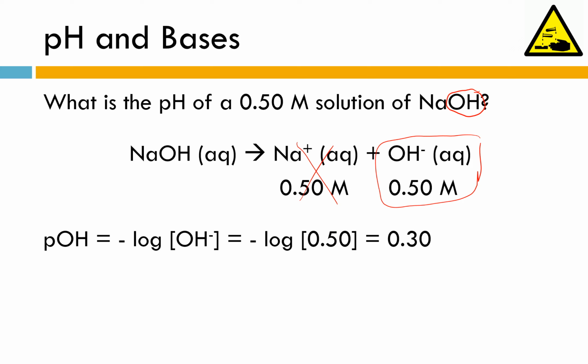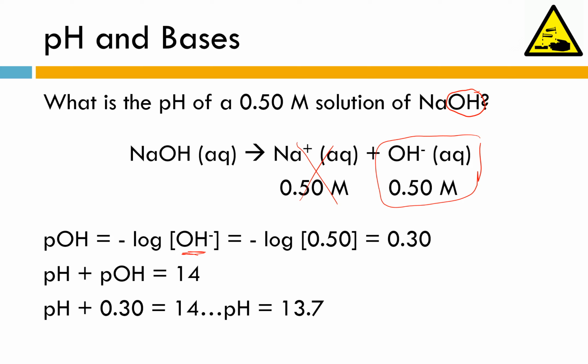So the first thing that you want to do when you're finding the pH of a base is to calculate pOH. It's calculated the exact same way as pH, except of course we're going to look at hydroxide ion concentration and not hydrogen ion concentration. So I plug in, I come up with a pOH of 0.3. To calculate the pH of this solution, I can use this relationship. pH plus pOH equals 14. I know the pOH is 0.3, so 14 minus 0.3 is going to give me 13.7 as a pH.